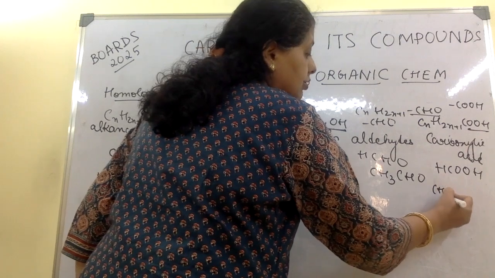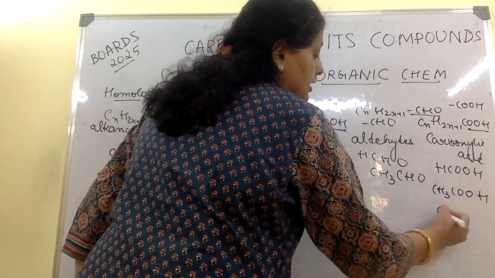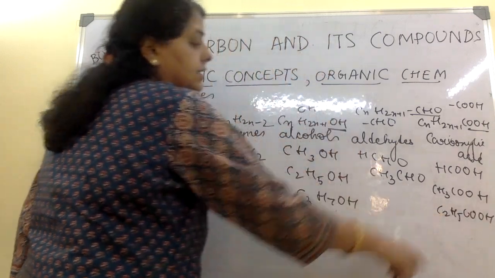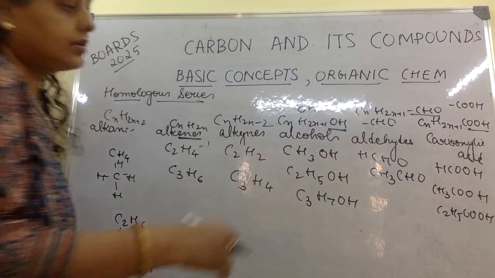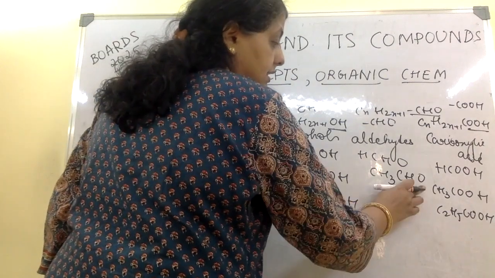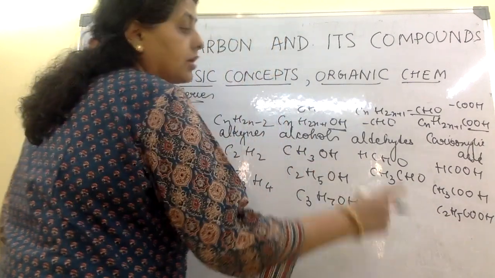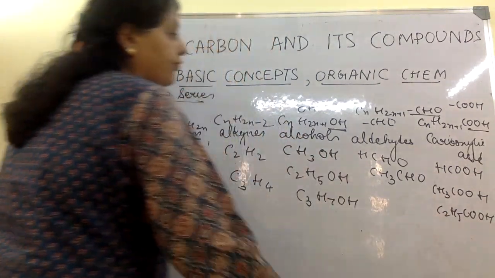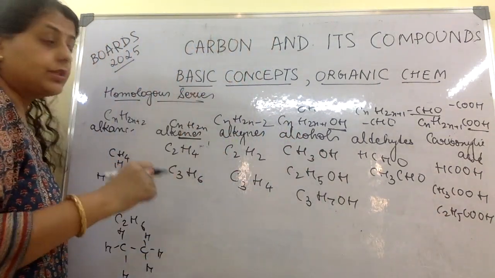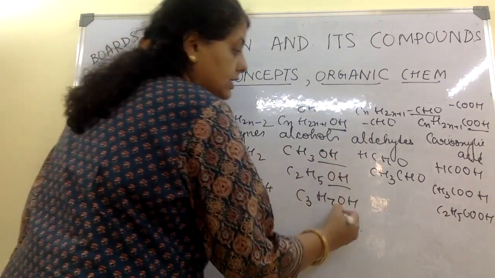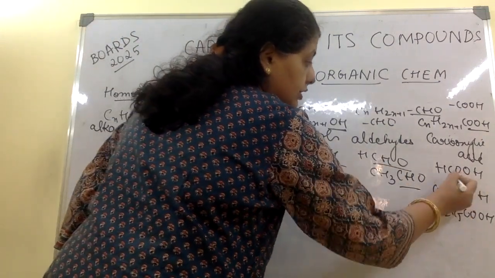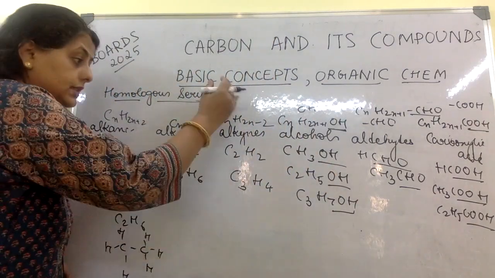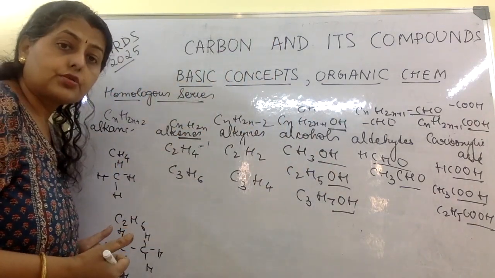Then CH3COOH, and then C2H5COOH. So this is acetic acid, and then we have the next member. Here carbon was taken as 0, here carbon was taken as 2. Now the functional group in each one you can see is present here. Without this functional group you will not get this member of the homologous series. These are the ones which don't have a functional group.